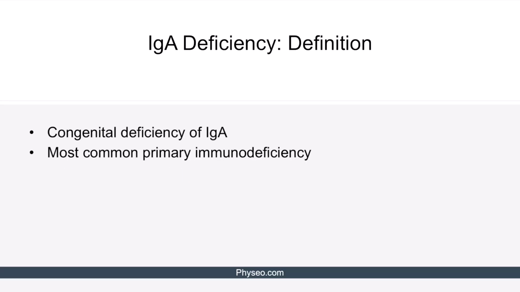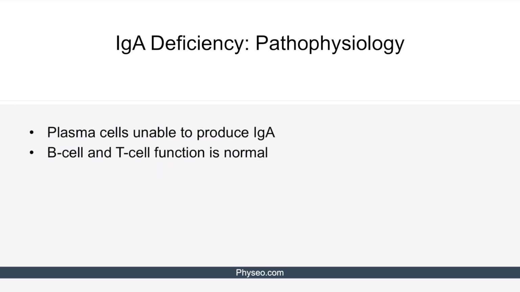Selective IgA deficiency is characterized by a congenital deficiency of immunoglobulin A, or IgA. Notably, selective IgA deficiency is the most common primary immunodeficiency in the world. The pathophysiology is straightforward. Plasma cells are simply unable to produce IgA. Aside from that, B-cell and T-cell function is largely normal.